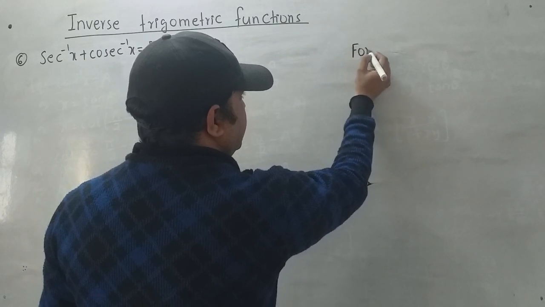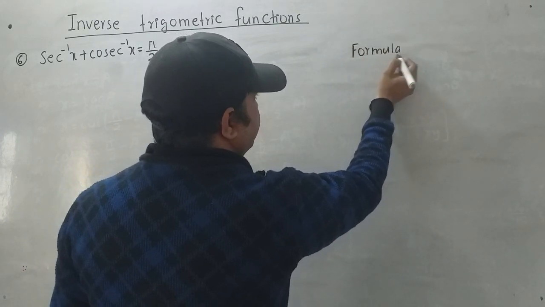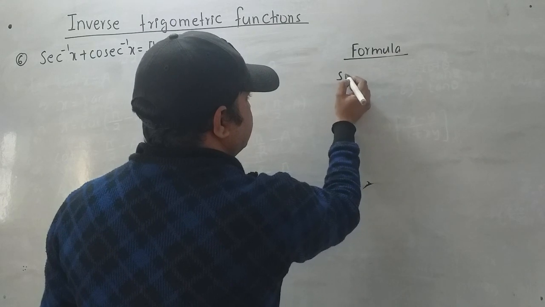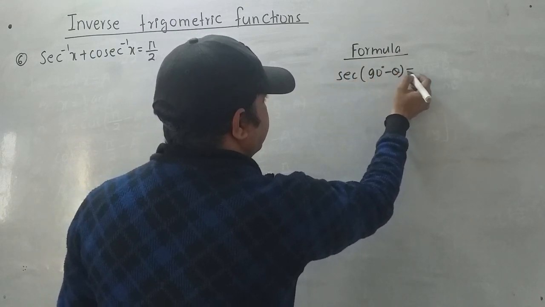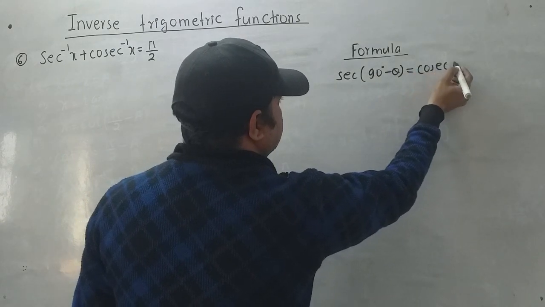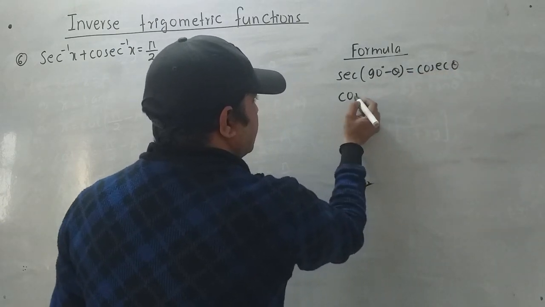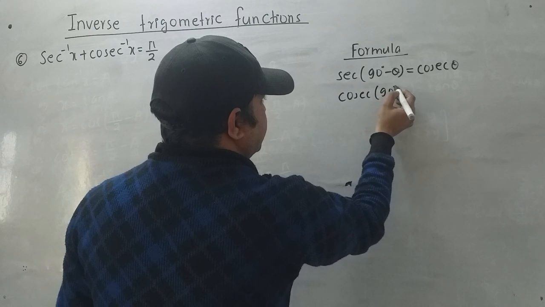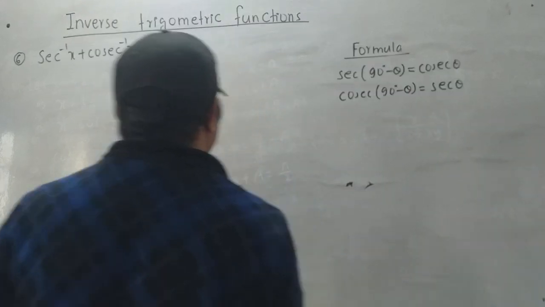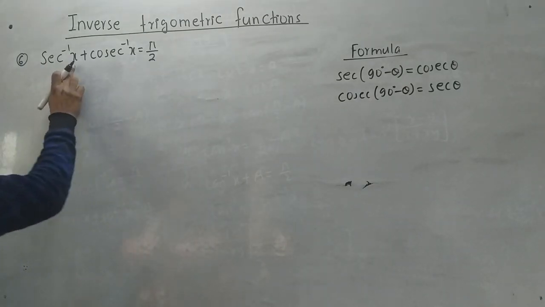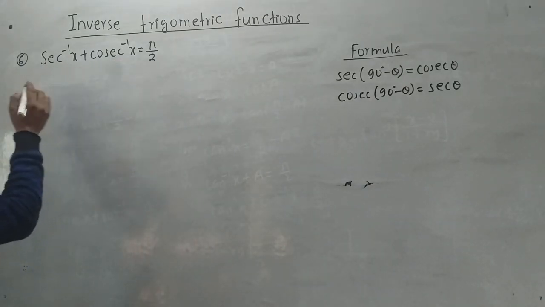But before that we need to remember: sec 90 degree minus theta will be cosec theta, and cosec 90 degree minus theta will be sec theta. So here it contains only one variable, that is x.